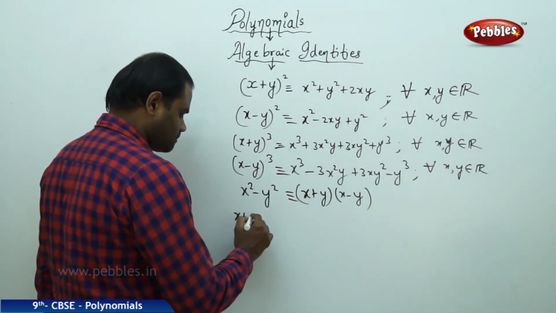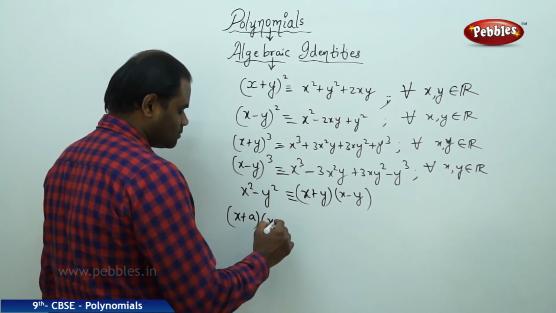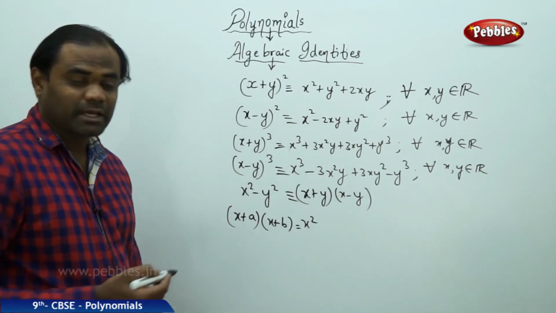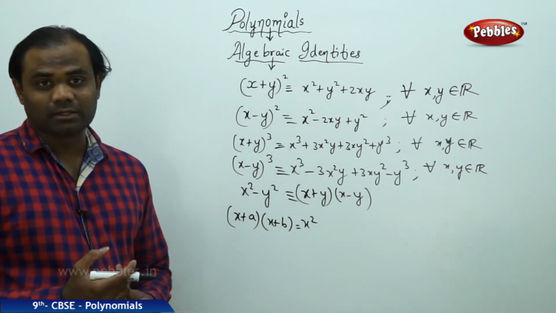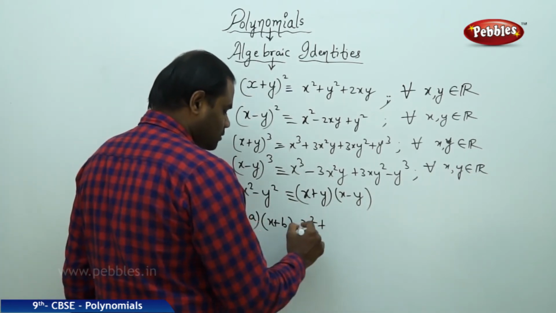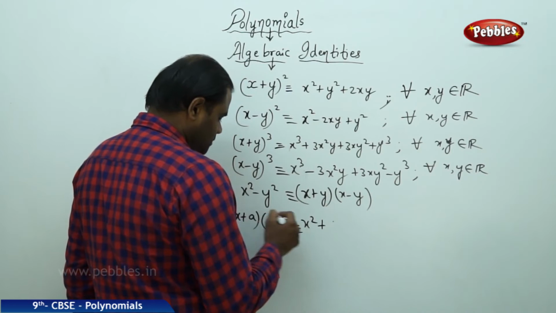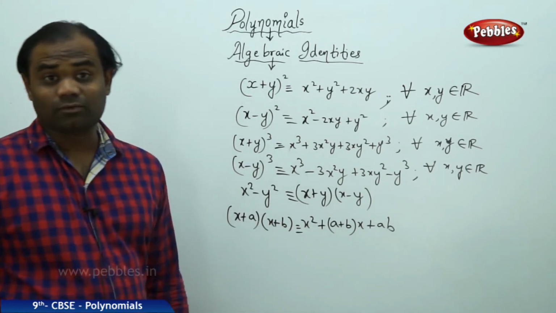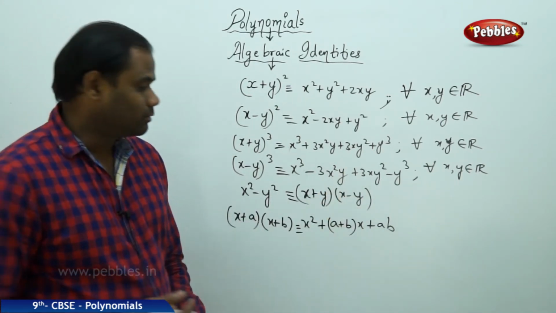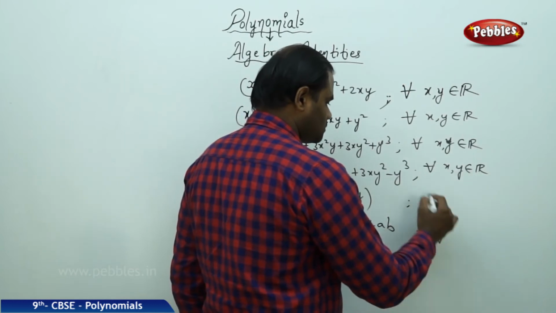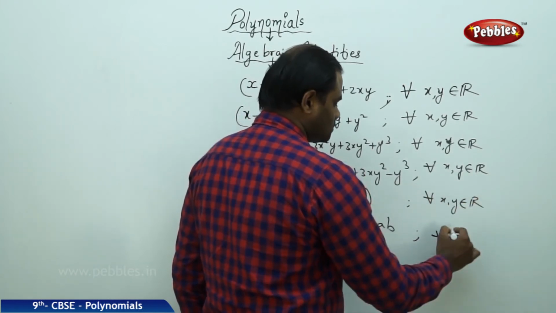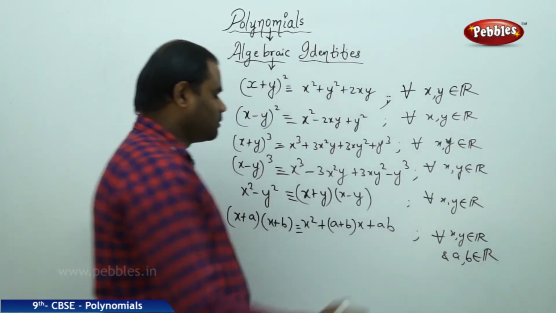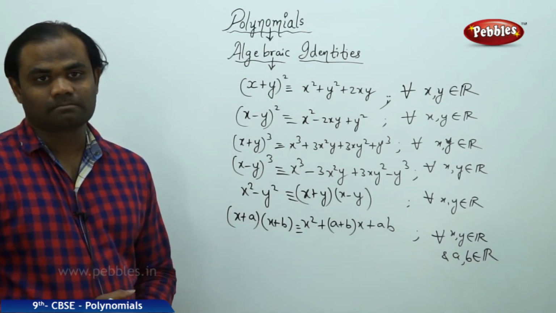Next, x plus a times x plus b, by introducing the two new real numbers a and b, can also be expanded and is identically equal to x square plus a plus b times x plus ab. That is how we identify it for the two real numbers a and b belonging to the real numbers.